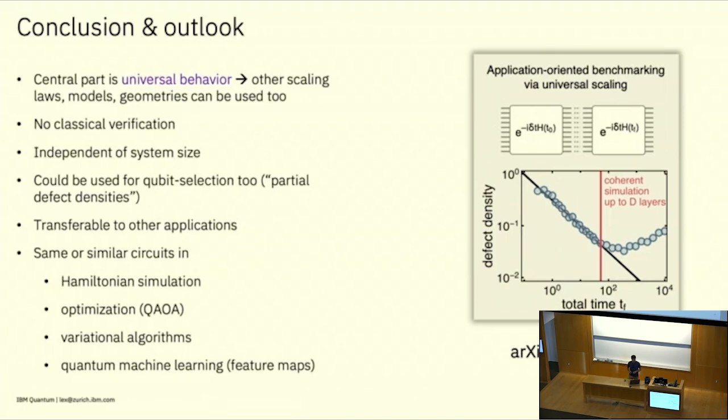They could be used for qubit selection by taking partial or qubit subsets on the device and measuring the density of defects there. And they're very transferable to other applications, since Hamiltonian simulation in itself is a subroutine of many different applications. But these kinds of circuits are found not only in Hamiltonian simulations, but in optimization, so quantum annealing or QAOA, in variational methods for spin systems, or certain quantum machine learning kernels.